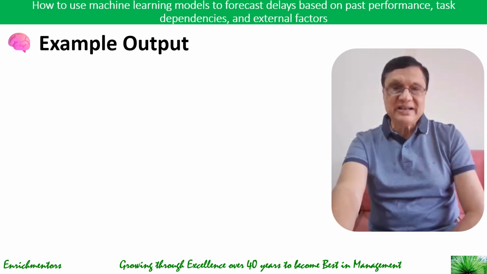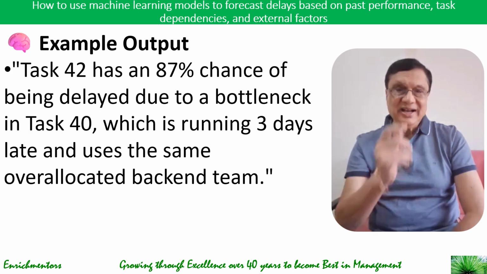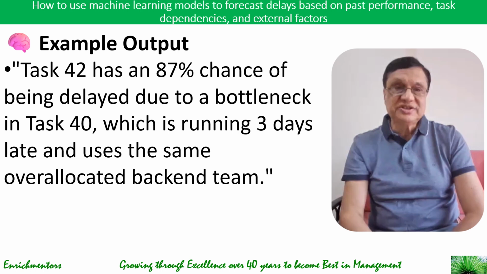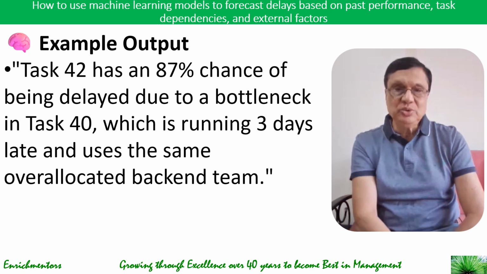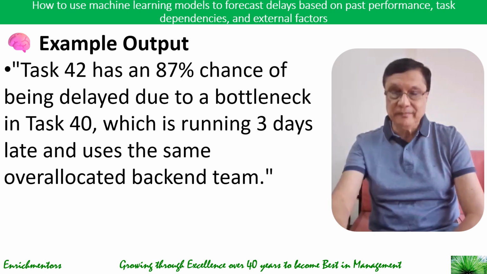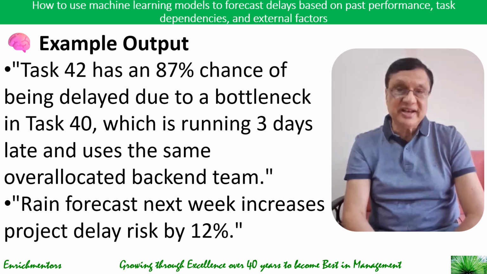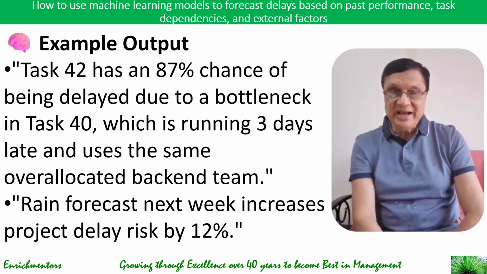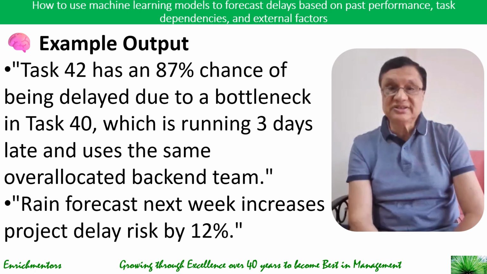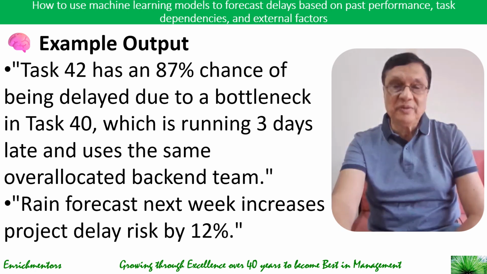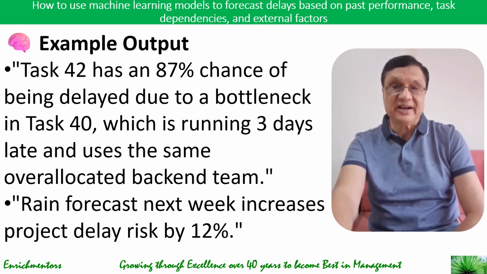And let's take a look at an example of an output. Now, an output from the machine could be saying like this: Task 42 has an 87% chance of being delayed due to a bottleneck in task 40, which is running 3 days late and uses the same over-allocated backend team, right? And it could also say, as a second example, rain forecast next week increases project delays by 12%. So that's how these machine learning models can forecast delays based on past performance, task dependency, and external factors.